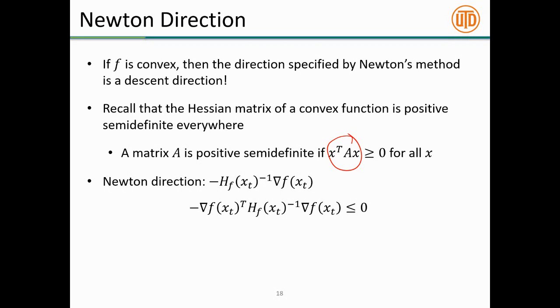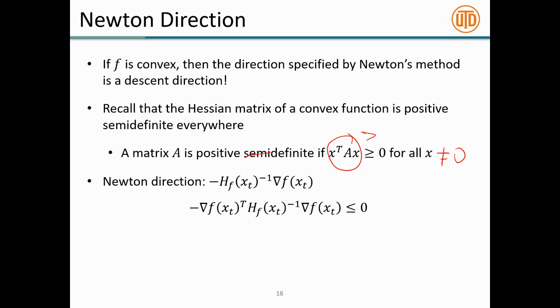In fact, in order for the inverse to exist, we need something stronger. We need the matrix A, or the Hessian matrix, to be positive definite. Positive definite: you replace the semi with definite, and this greater than or equal to 0 with greater than 0 for all x not equal to 0. So we need more than just positive semi-definite. We actually need positive definite so that the inverse exists.